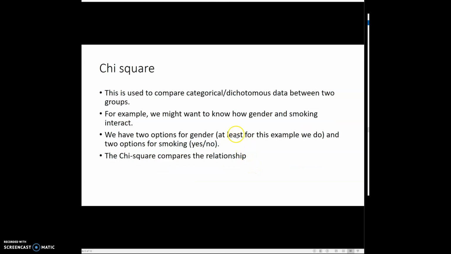So the non-parametrics. Chi-squares are used to compare categorical or dichotomous data between two groups. For example, we might want to know how gender and smoking interact. So we have two options for gender, at least for this example, and two options for smoking. You're male or female, and either you smoke or you don't. And we want to know if gender has something to do with smoking. I want to show an example of this in a minute.